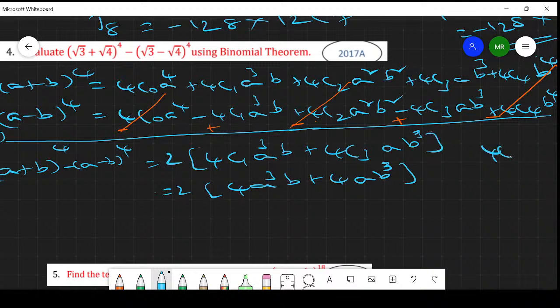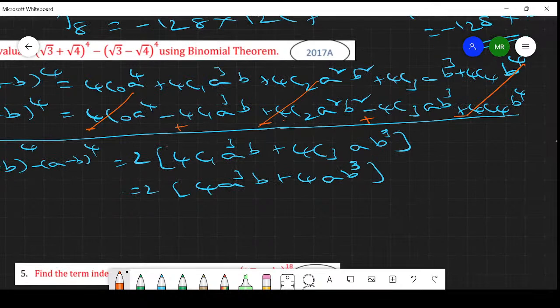So remember, 4C3, I am showing here. 4C3 is also equal to 4C1. To understand, I have written that 4C, the bracket you can write here. Since 4C3 is equal to 4C1, which is 4, both are same. This is 4C3, 4C1 is 4. That's the 4 I have written here. Now you can see 4C1 is equal to 4.